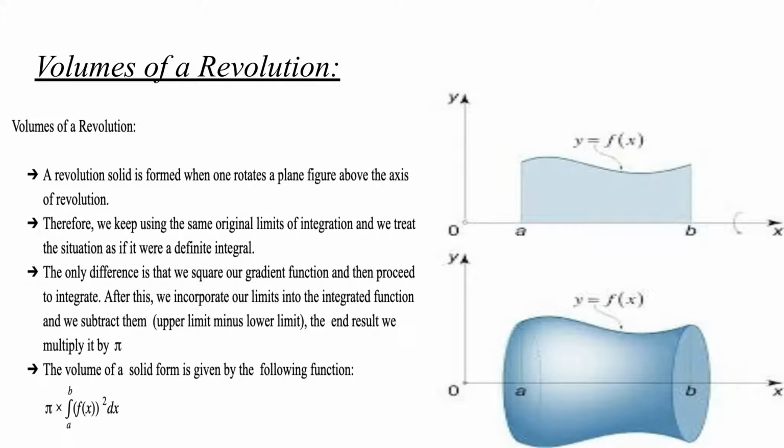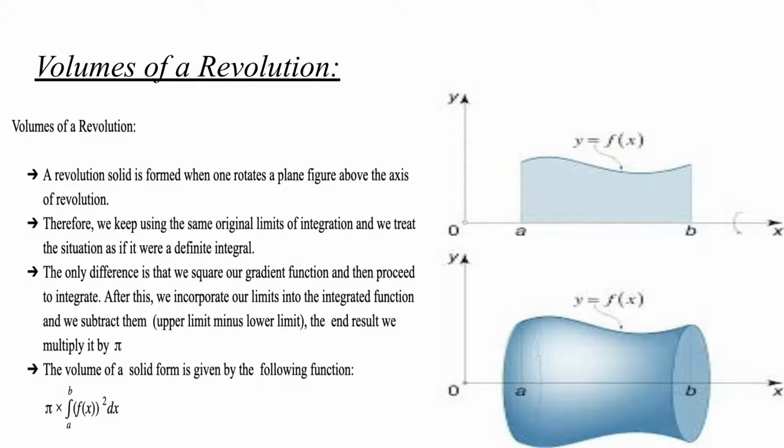We have a function y equals f of x, and we have an area under the curve bounded by the limits a to b. If we rotate that area under the curve 360 degrees about the x-axis of the Cartesian plane, we obtain a geometrically alike solid. In this case, it looks like a cylinder.